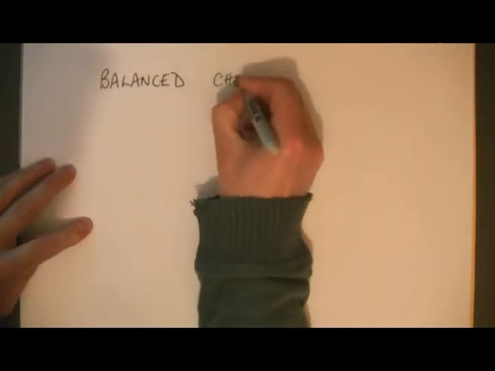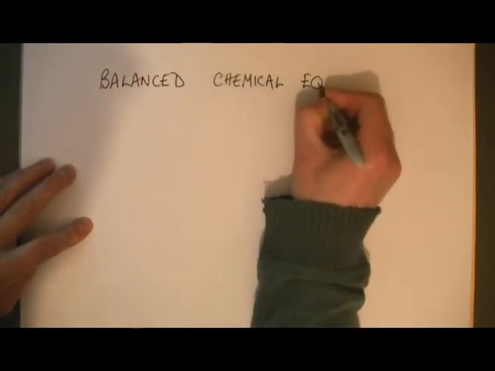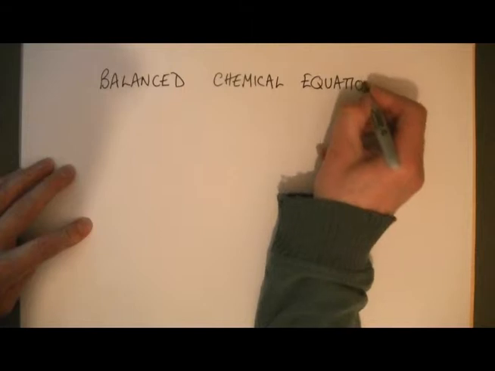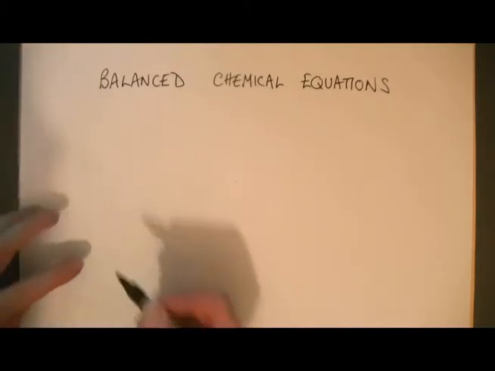Balanced chemical equations. Okay, I think the easiest way to do this is by an example. So let's use the example for magnesium and oxygen.